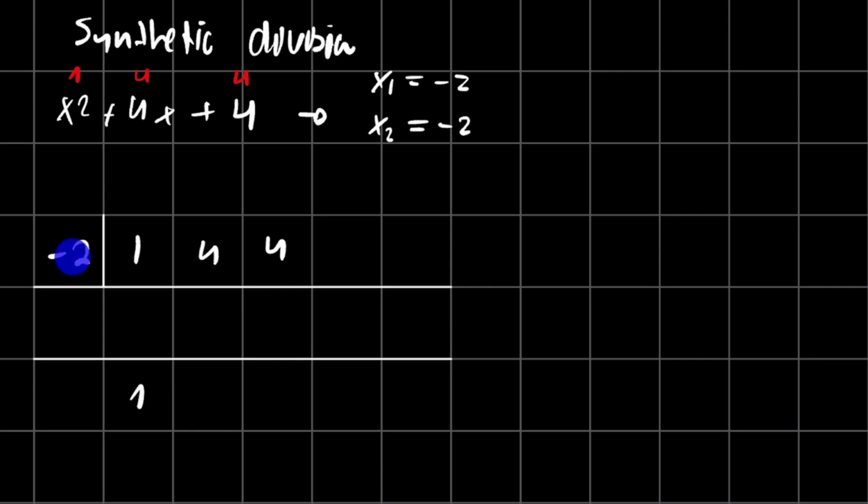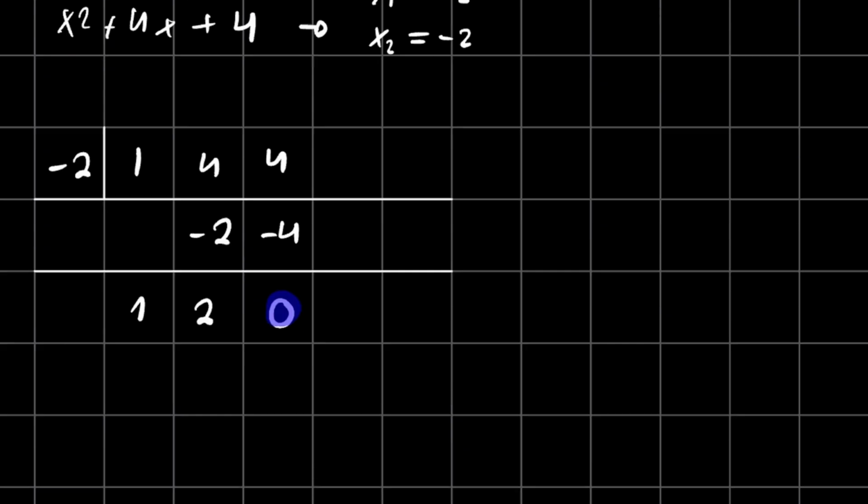And then you're going to multiply this number times this number and put the result here. So we're going to have minus 2 times 1 is minus 2. And then you're going to sum 4 and minus 2, which is basically 2. And do the same thing. Minus 2 times 2, which is going to be minus 4, which results to 0. As you can see, having the 0 here is a key requirement to know if the synthetic division worked. If by the end of the synthetic division you get a 0, it means this is correct.